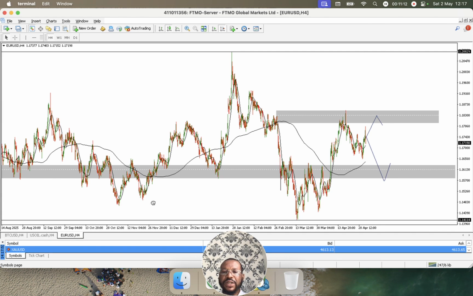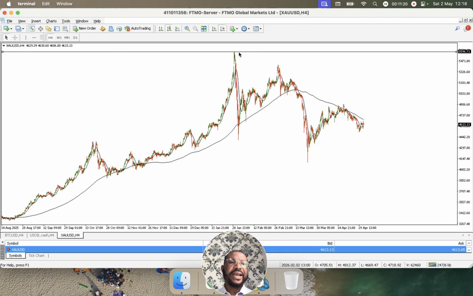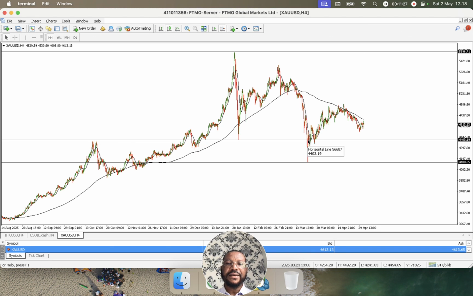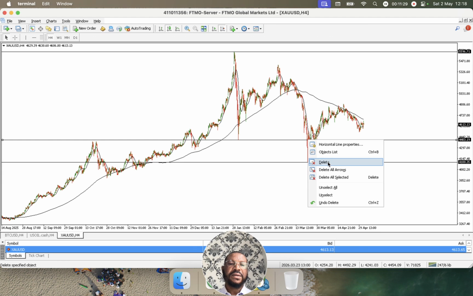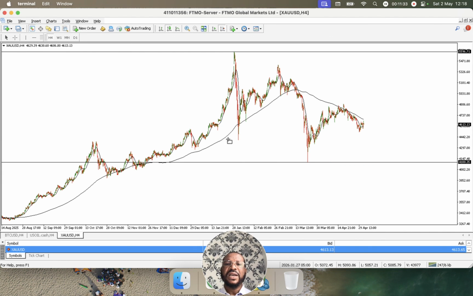Okay, let's move to the next pair, which is the gold. So for the gold, I can say that we have a supply area here, we have a demand area here, and we have another demand area here. Let me use my rectangle for this one.